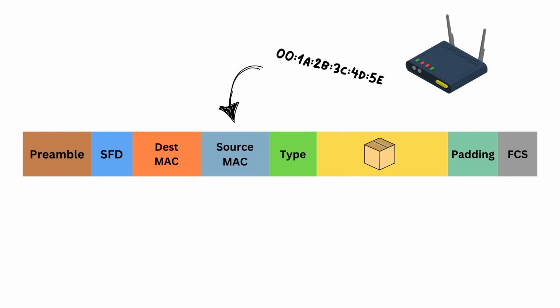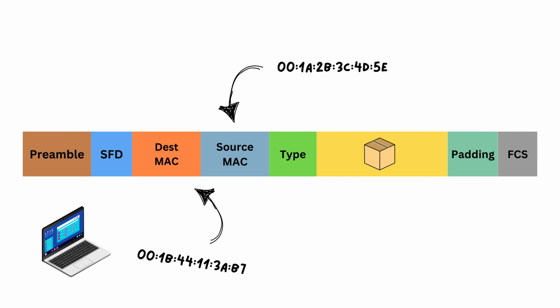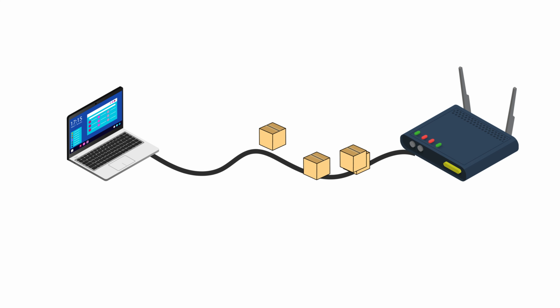Let's take 00:1B:44:11:3A:B7 as the MAC address of the client. Finally, Router 8 sends the frame through its outgoing interface, transmitting it over the local network toward the client, bringing the packet one step closer to its destination.